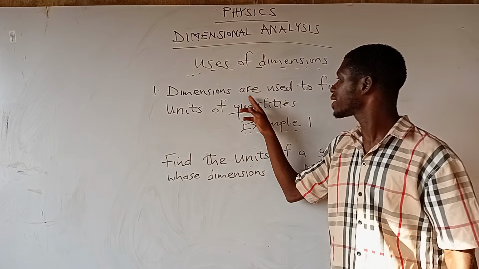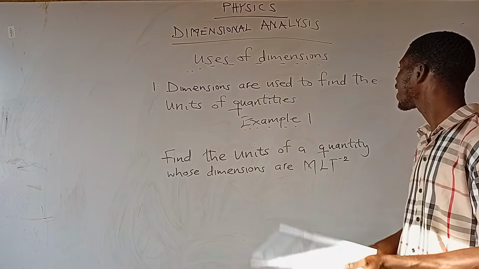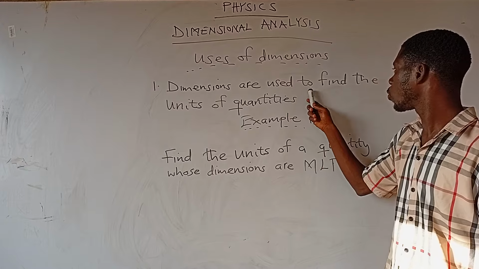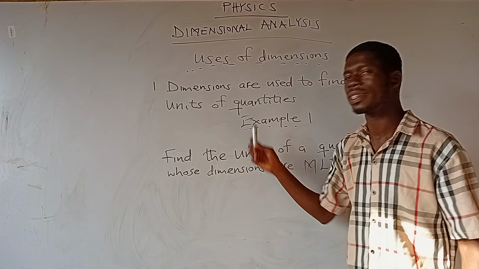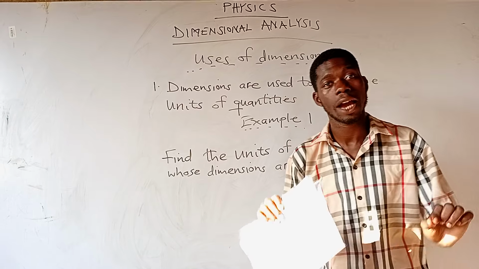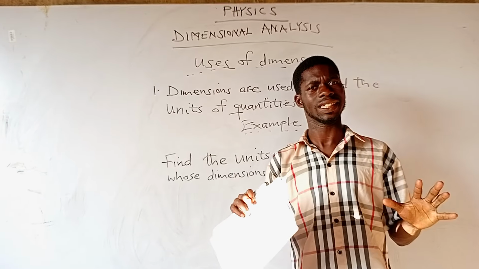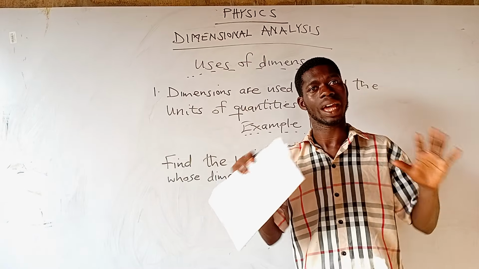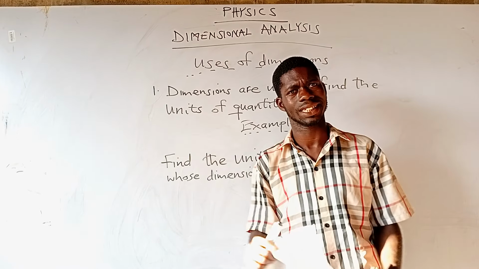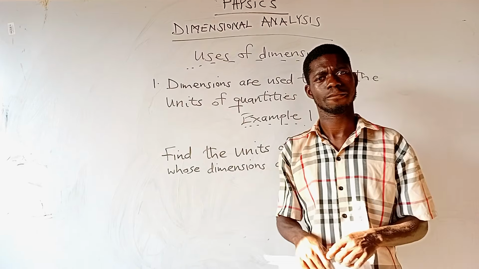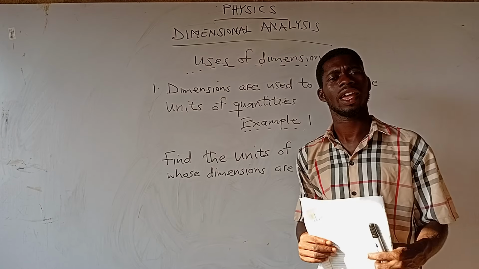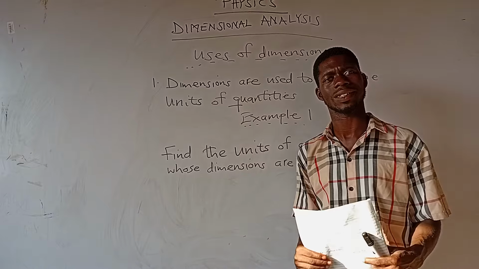is that dimensions are used to find the units of a quantity. And I hope when you say units, you know units. So if you have a dimension, you can use that dimension to find the unit of that quantity. Okay, so still on the first use of dimension, to find the unit of a quantity.